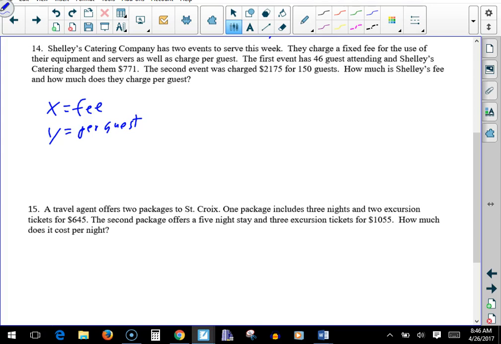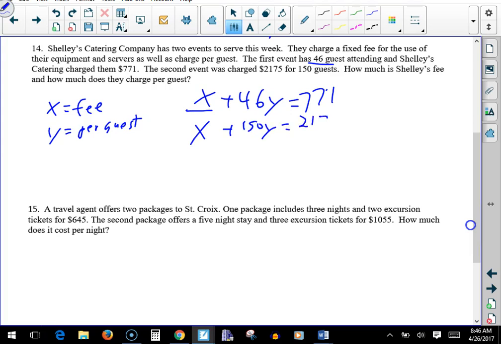These are great problems because they're really simple. Because you have the initial fee, and just think real world. Think common sense, and these problems kind of lay themselves out for you. You have to pay money to rent the room. Then you have a cost per person. The first event has 46 guests, and there's the per guest fee. This event cost $771. The second event, you had to pay for the room. Then you had to pay per person, which was 150 people. And this one cost $2175.